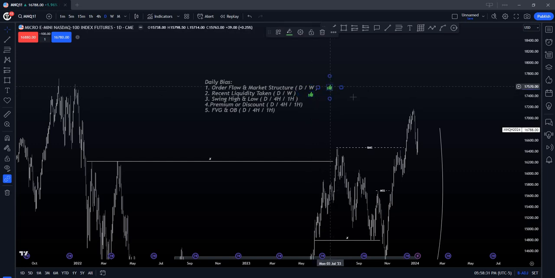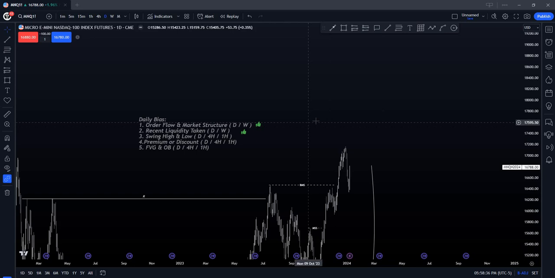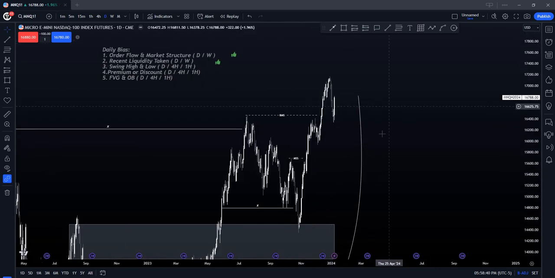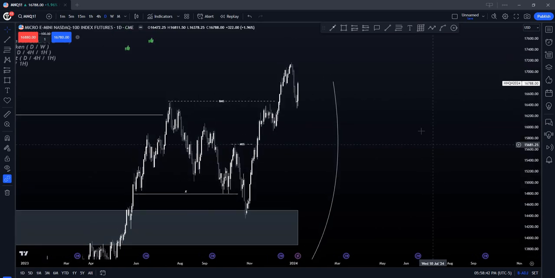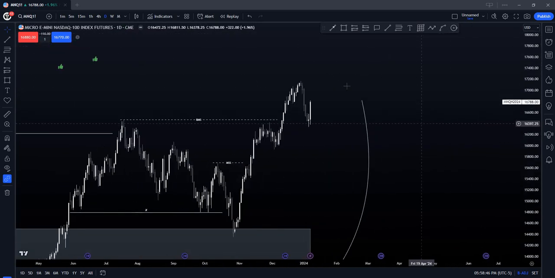So bullish and bullish. So two bullish bias right now. Swing highs and lows on the daily, the 4 hour and the 1 hour. So what are our swing highs and lows? Swing highs and lows are the most prominent highs and lows. So we're going to mark those out.